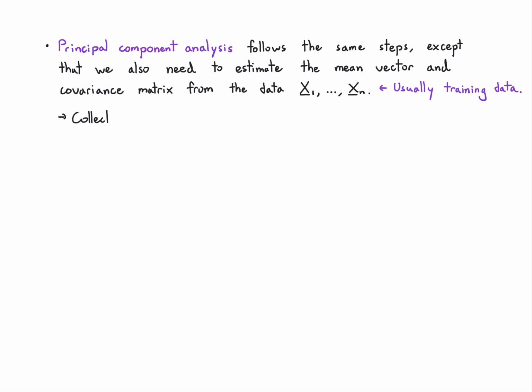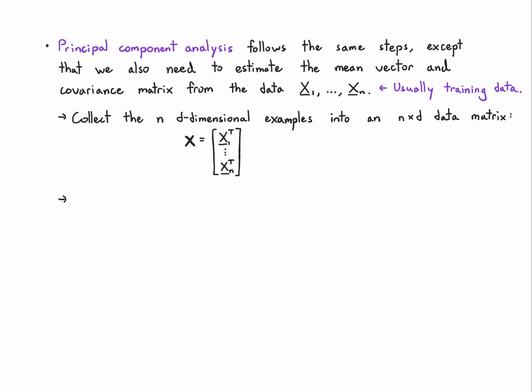Okay, so the way that I'll do this is usually I'll collect my n d-dimensional examples into an n by d data matrix. The way that I'll do that is I'll transpose each vector so that the example index is on the rows and the feature index, so the dimensions, is on the columns. All right, this is a standard way of writing this.